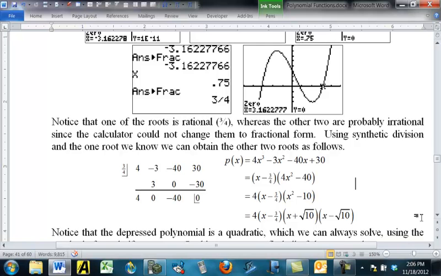And now check the square root of 10, and we should get 3.1622777.